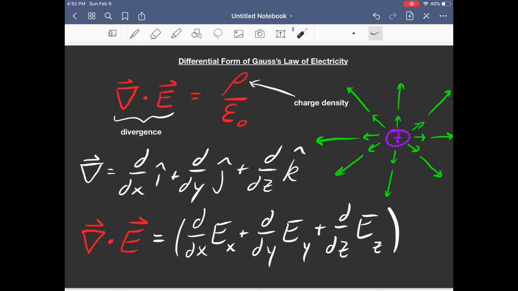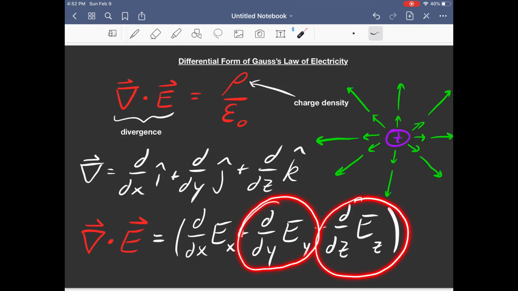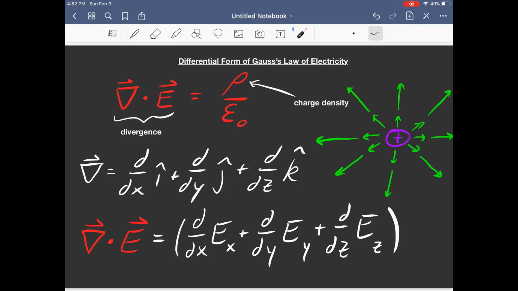So if you take the dot product between the del operator and the electric field, you get the partial derivative, or basically the change of the x component of our electric field with respect to x, you get the change of the y component of our electric field with respect to y, and the change of the z component of the electric field with respect to z.